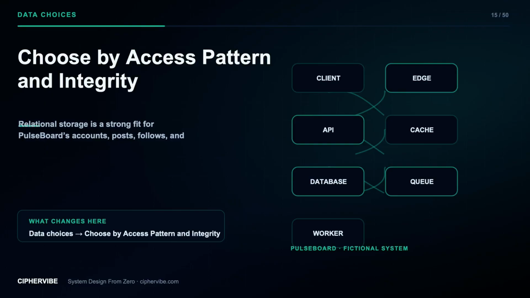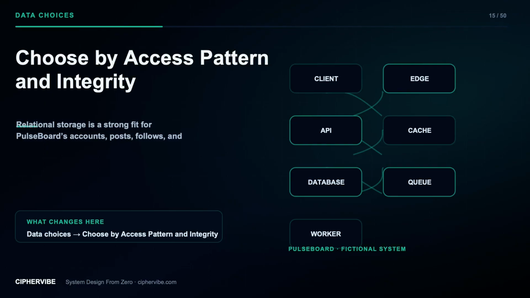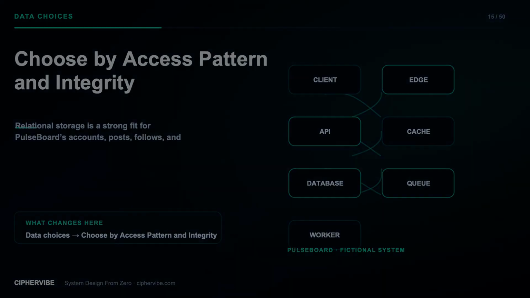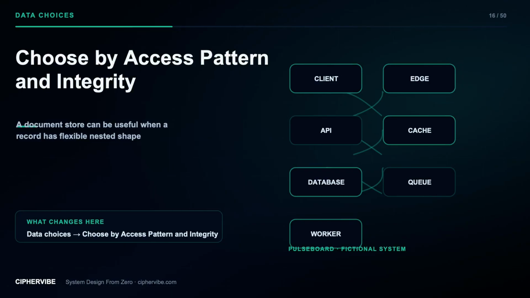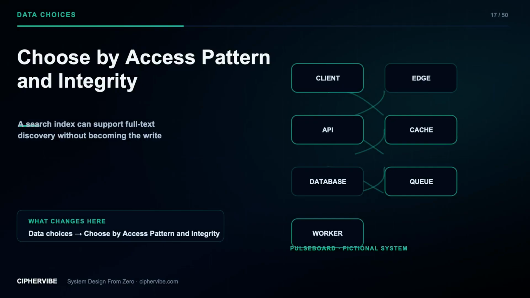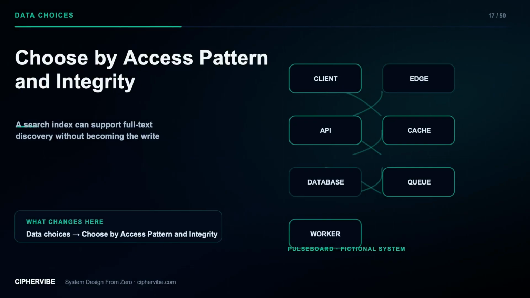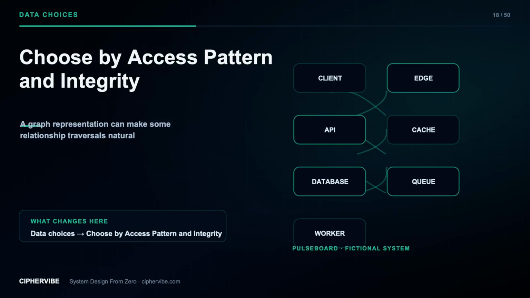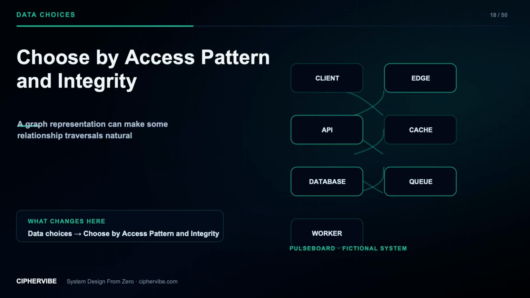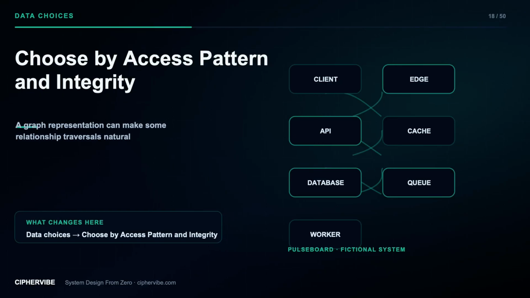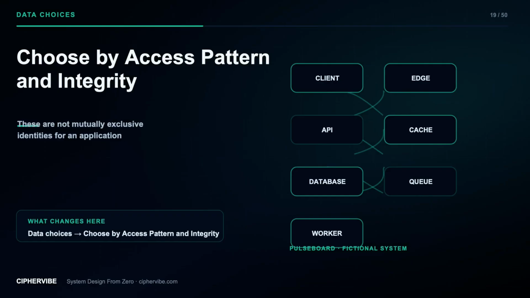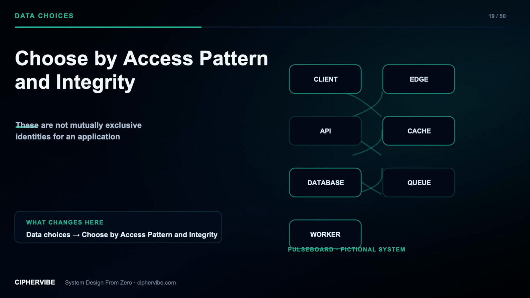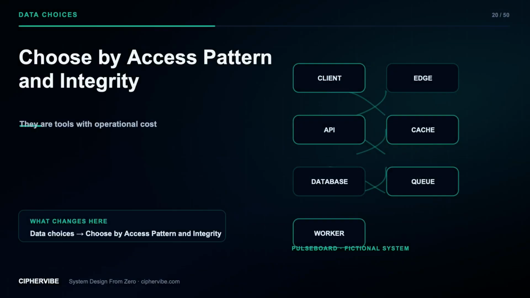Relational storage is a strong fit for PulseBoard's accounts, posts, follows, and payments because constraints and transactions protect linked facts. A document store can be useful when a record has flexible nested shape. A search index can support full-text discovery without becoming the right authority. A graph representation can make some relationship traversals natural. These are not mutually exclusive identities for an application. They are tools with operational cost.